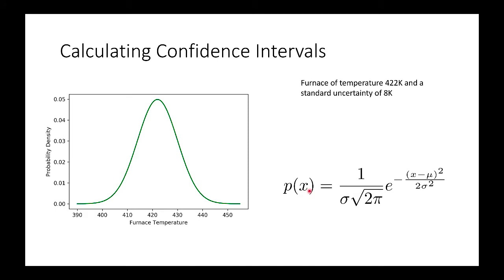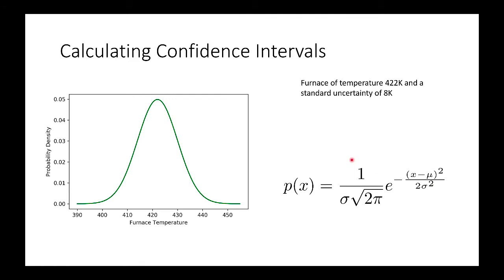Now, if you remember, the equation for a normal distribution is this one. So it's basically e to the minus how far you are from the mean squared, with sigma on the bottom. So mu here will be the mean, 422, and sigma will be 8. That's the standard deviation, the standard error.